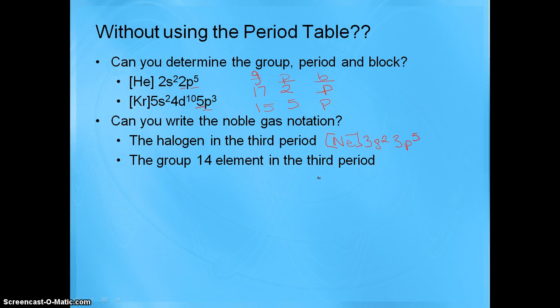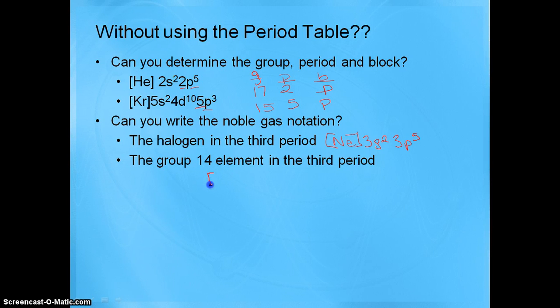Let's do the next one. And you did this one in chapter 5. All right. Group 14, our last torture problem. Group 14 element in the 3rd period. Well, I know from above the 3rd period, we already got some information. So we're going to use the information again. We're going to use what's given to us.